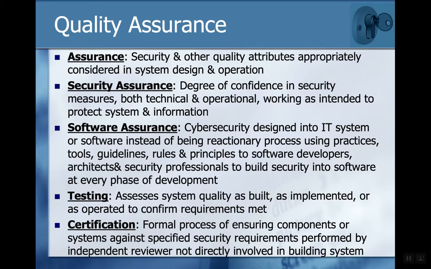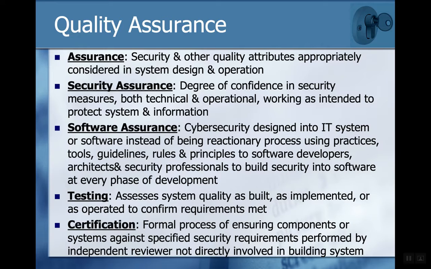There's a bunch of terms around this idea of quality assurance. What do we mean by quality assurance? There are a couple of words we use. The first one is assurance. The idea of assurance is you want to make sure that elements and attributes are considered and included in a system's design and operation. So we want to assure that something has a security characteristic associated with it.